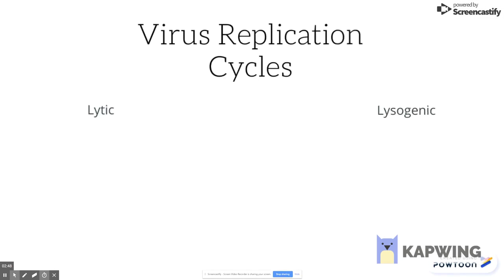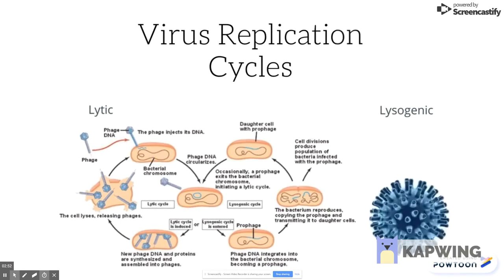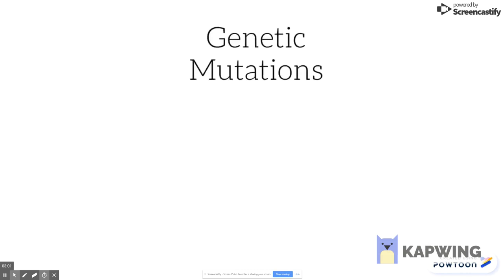There are two virus replication cycles within the host cell. The first is a lytic cycle, where the virus is active and is constantly replicating. The second is lysogenic, where the virus is dormant. When certain conditions are present, the virus will become lytic again and replicate.